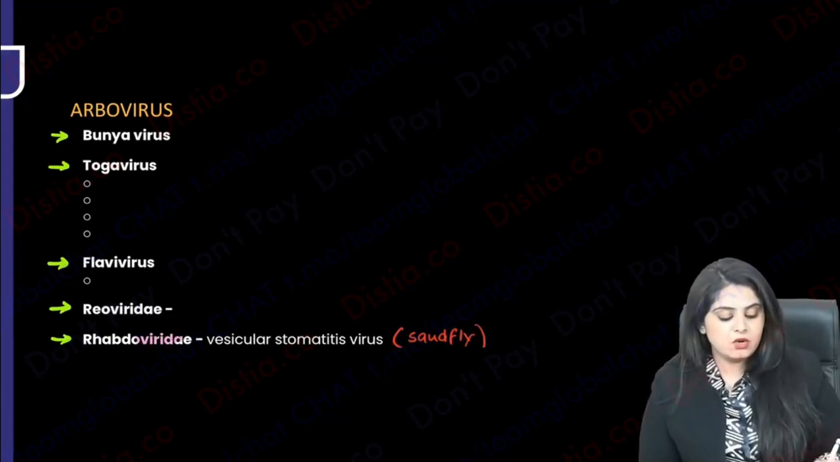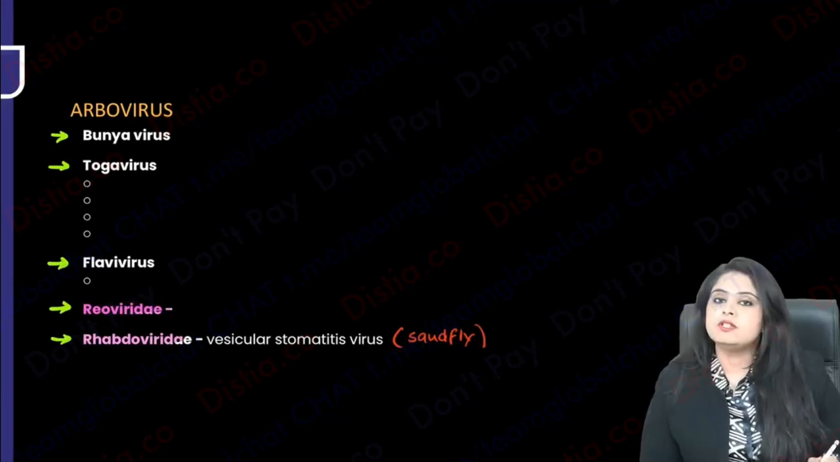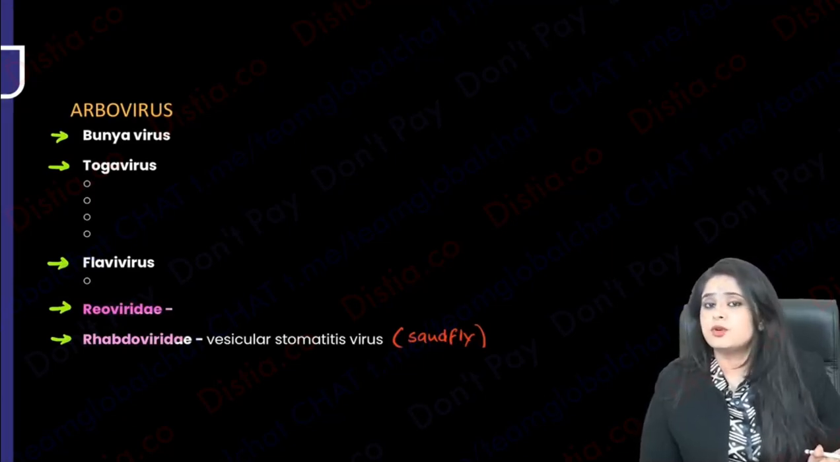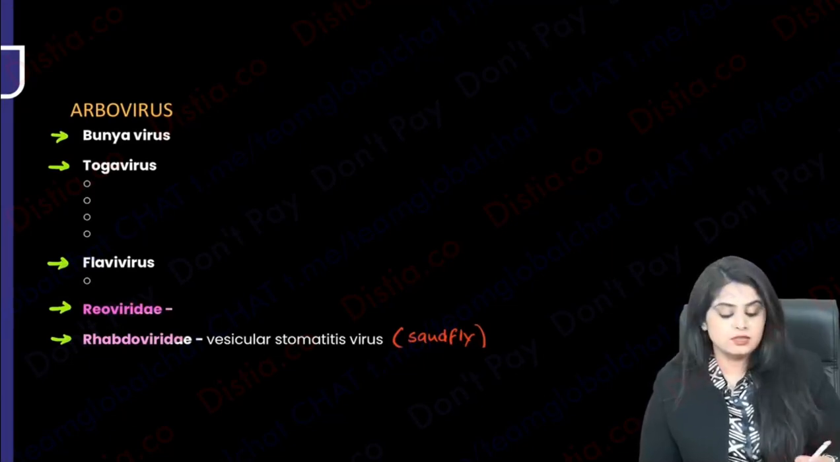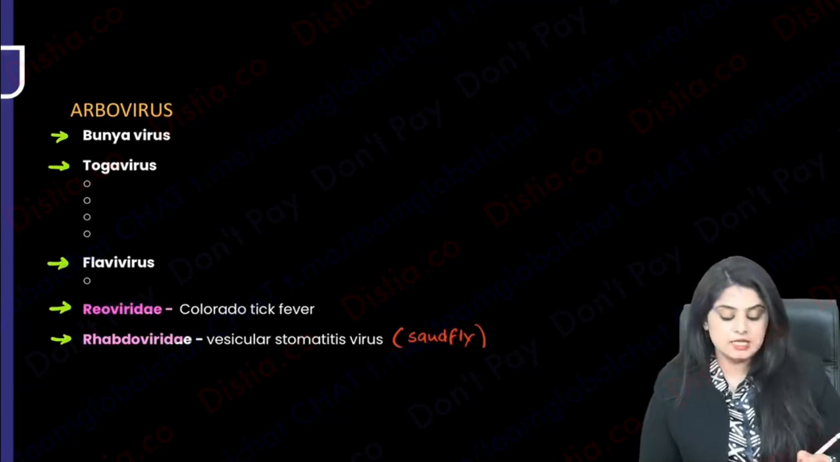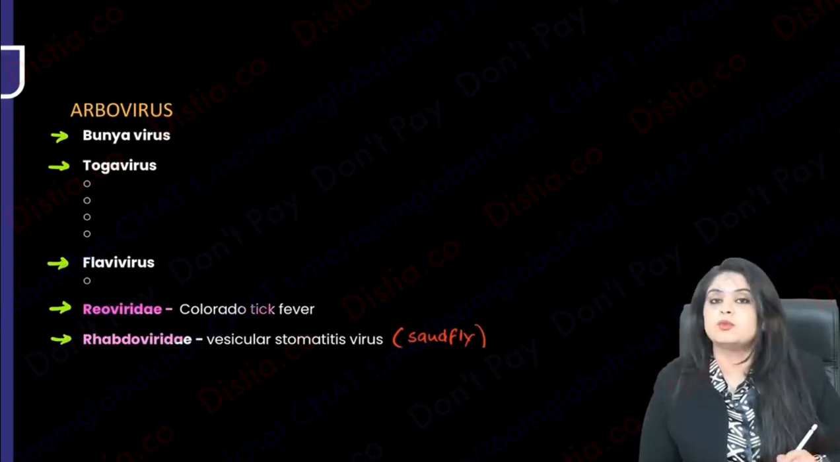Similarly, there's a family called Reoviridae. Reoviridae reminds you of rotavirus. Rotavirus, the one that was causing diarrhea, was not arthropod borne. But Reoviridae also had another one called Colorado tick fever, and that is definitely arthropod borne.